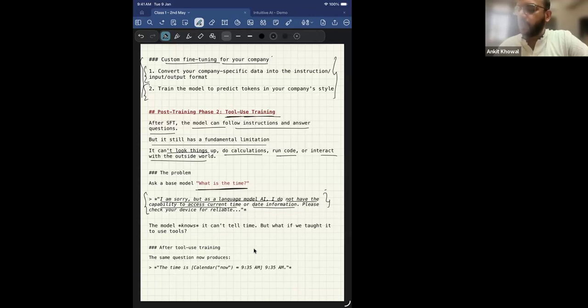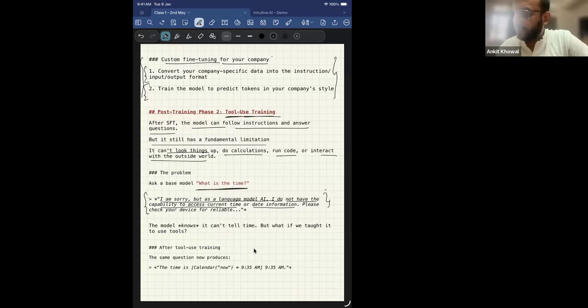Like if you ask it what the time is, or to do some math, 2 into 2, or you ask it to run a code, it will not be able to do it, because those questions are live or involve some calculations. A model has to learn tool calling. Okay, so what is tool calling?